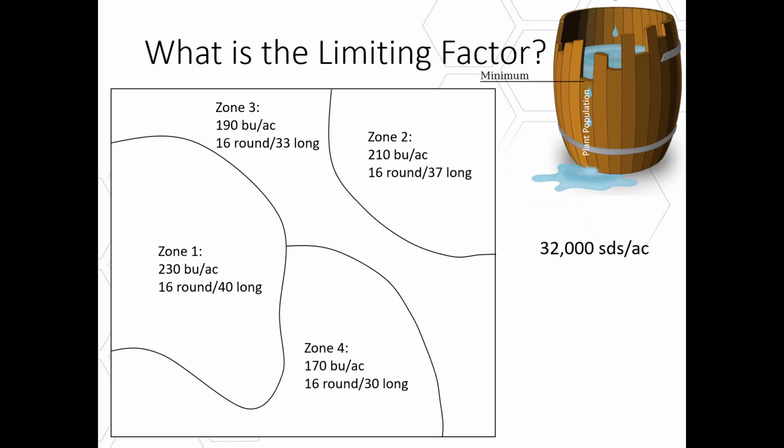This is an example 40-acre field with 4 equal-sized management zones, for the sake of simplicity. If this field is planted at a fixed rate of 32,000 seeds per acre, population is the limiting factor in zones 1 and 2, and thus yields are reduced from their potential. Where in zones 3 and 4, some other factor than plant population is the limiting factor, and seed costs could be reduced and not limit yield.